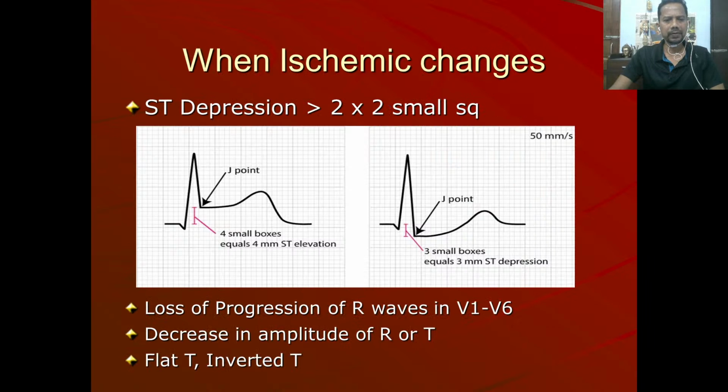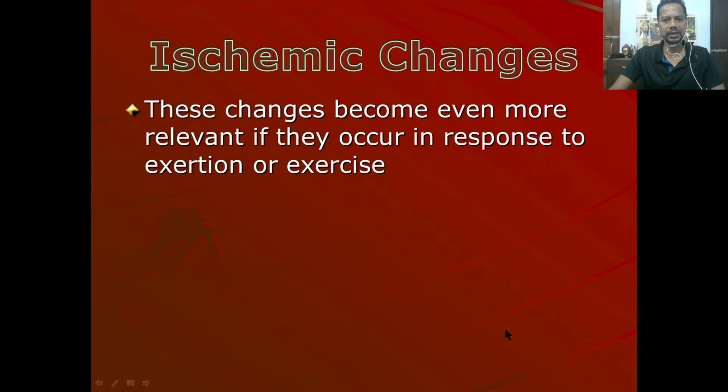So these things we have done. So this is J point elevation. Okay, so elevation or depression of more than 2 small squares, they have mentioned, as 3 different authorities will say different things. So more than 2 in duration and 2 in depth or height, they become a significant amount of ischemia.